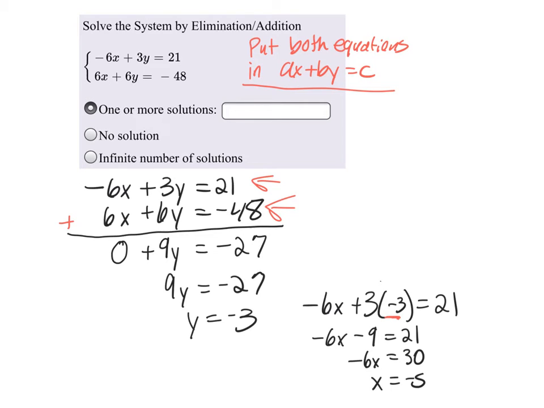Okay, just like with the substitution, we did get one solution right here, so we choose that button. And then we will type in -5, comma, -3. Be sure you type it in as an ordered pair. It won't take them without the parentheses. The no solution and infinite number of solutions options I will talk about in the last video that I'm going to do on this section, okay?